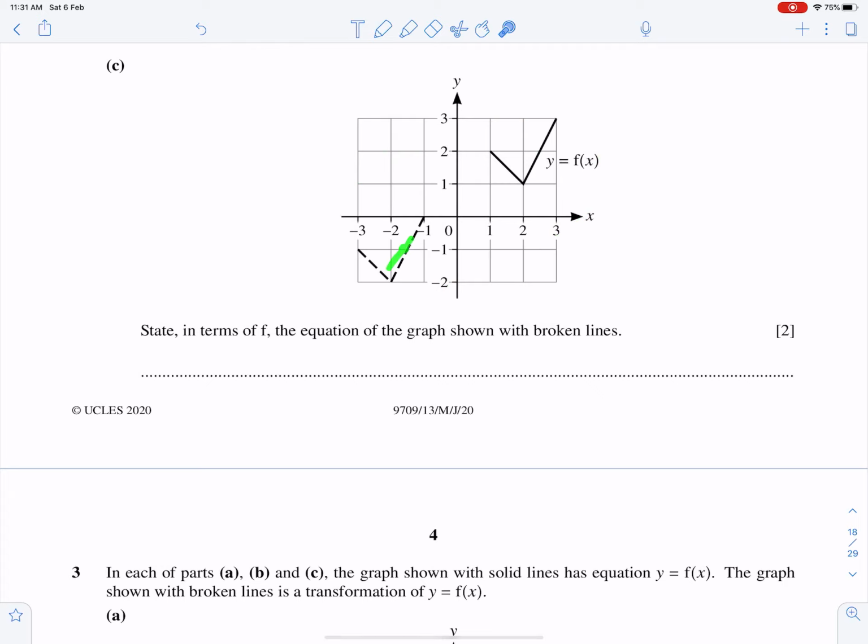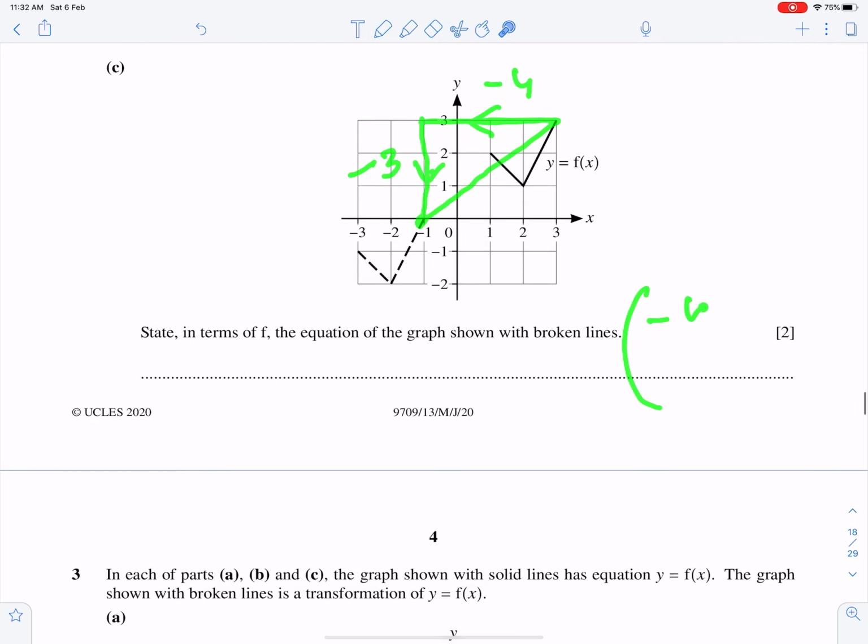So this is just the translation. So just check the translation vector. You can observe any point. See this point. This point is here. So you have to go 4 units to the left and 3 units down. So this is translation with vector (-4, -3), column vector.